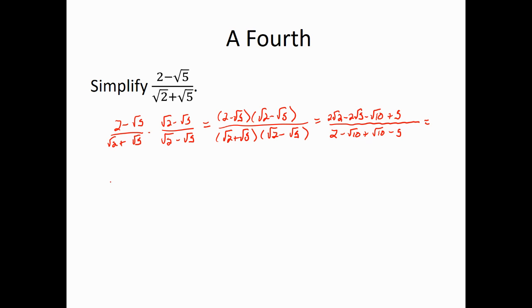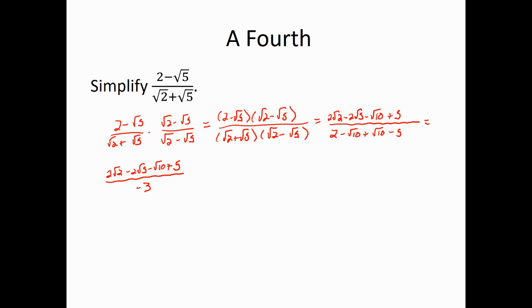And then, okay, so let's see what we're going to get. On the bottom, I have negative root 10 plus root 10, which is 0, and then I have 2 minus 5, which is negative 3, so that's all that remains on the bottom. So, job well done. We don't have any more radicals on the bottom. And then as for what's on the top, I have a 2 root 2 minus a 2 root 5 minus root 10 plus 5. Okay, so there's some complexity in the top for sure, but this does count as simplified form because we've removed the radical from the bottom.